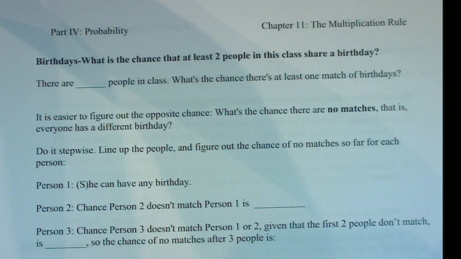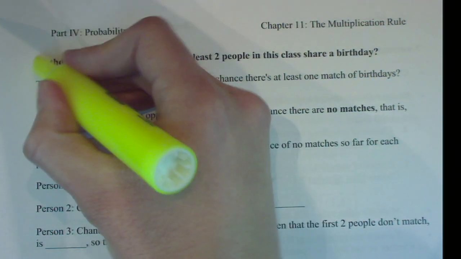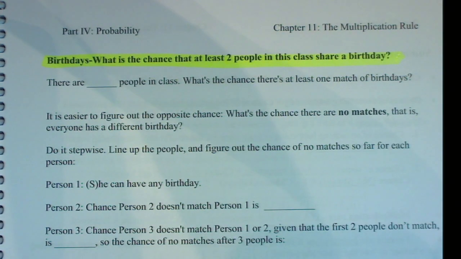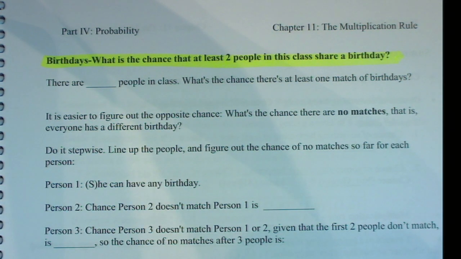All right, so this isn't our first example, but this is going to be the first real life example. Cards and dice can sometimes get a little boring, so let's ask this question: what's the chance that at least 2 people in this class share a birthday? Before we look at how to do this, I want you to think intuitively, what do you think this probability is?